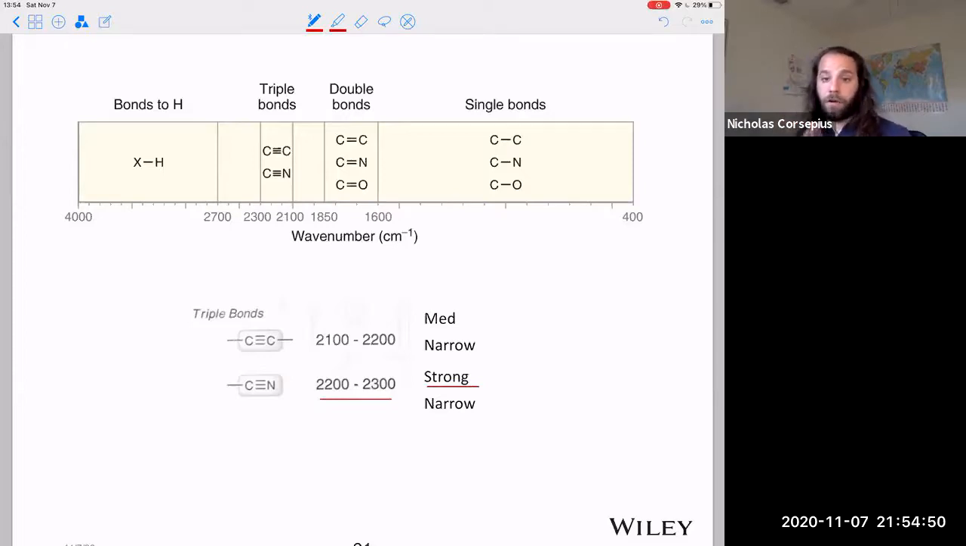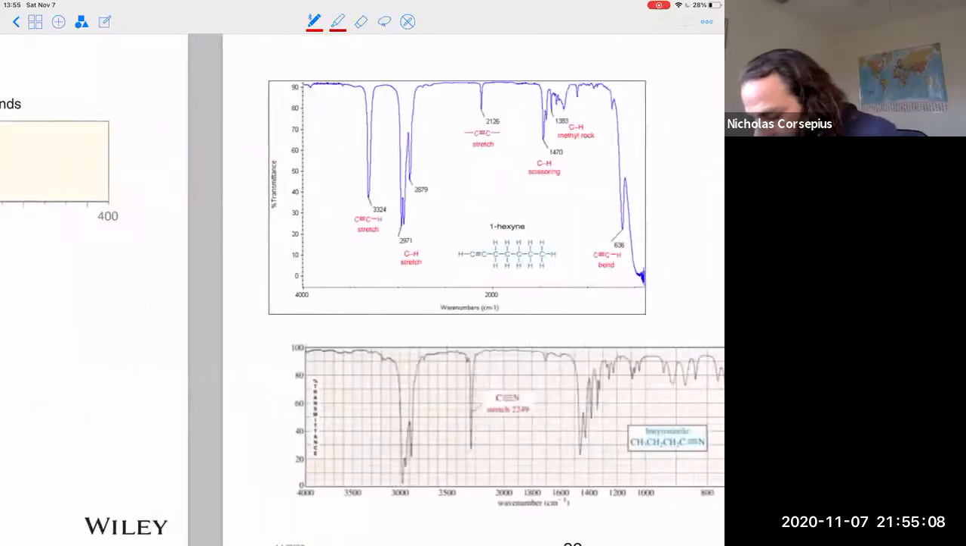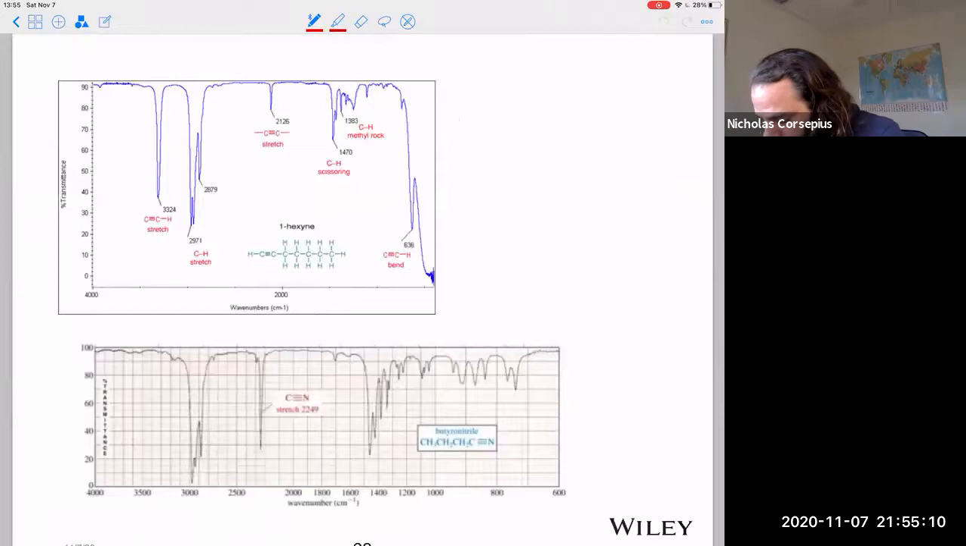So again, very narrow, but the big difference between carbon-carbon and carbon-nitrogen is, A, the wave number that they absorb in, but also the magnitude of that absorption. A nitrile group has a much stronger absorption than an alkyne triple bond does. So just to look at two examples of that.